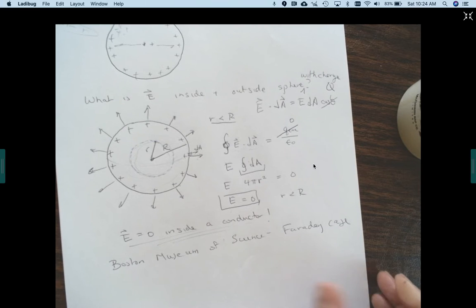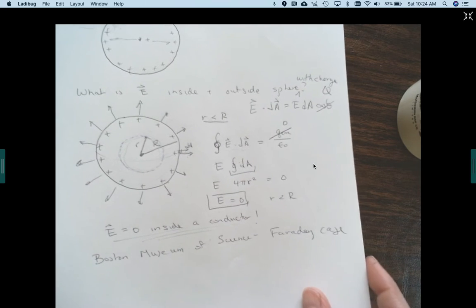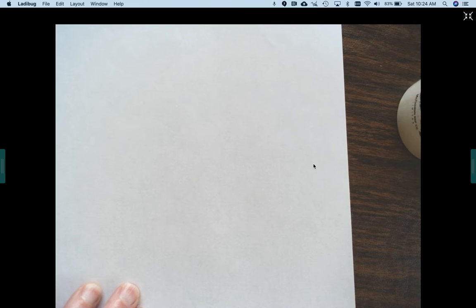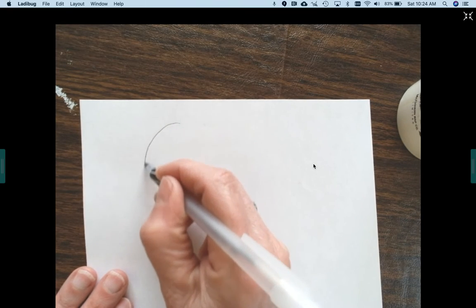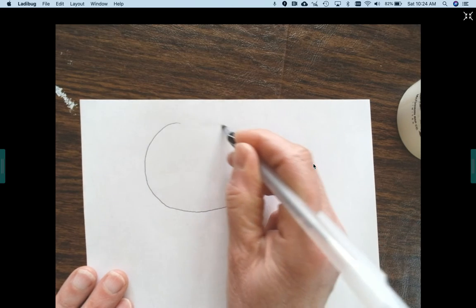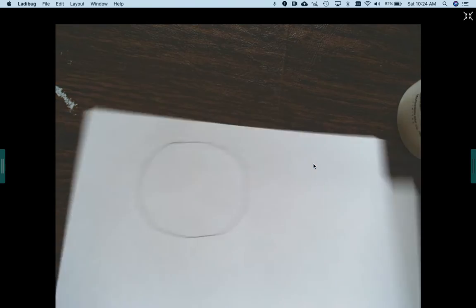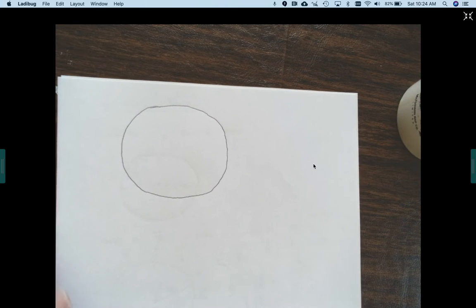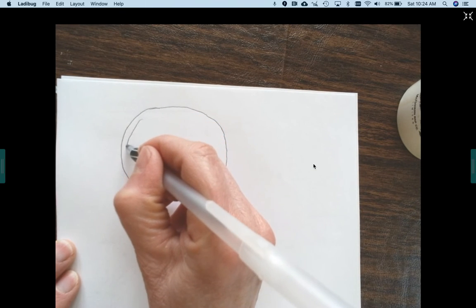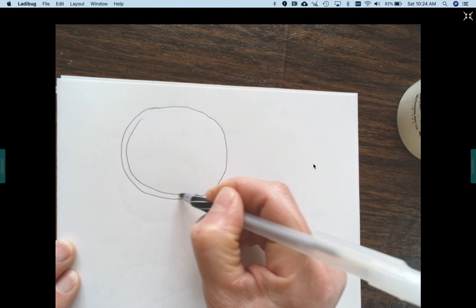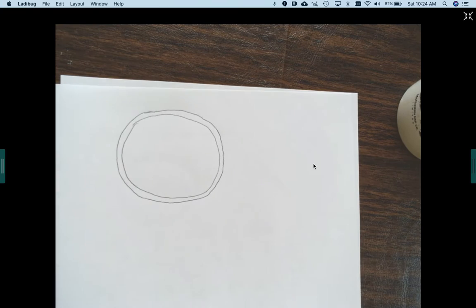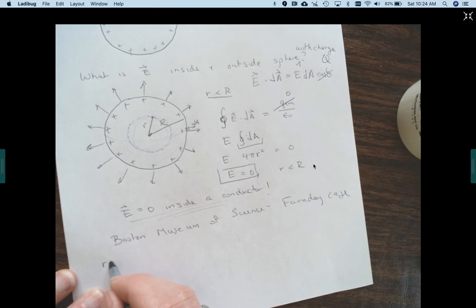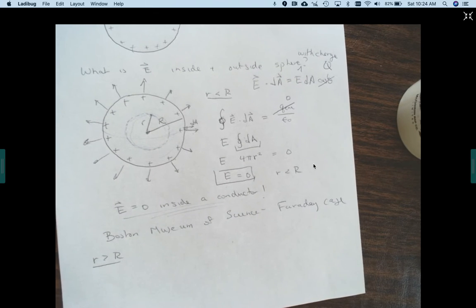Okay, so what if instead of the sphere we had a spherical shell? So let's draw that again. So here is our nice circle. Okay, and then let's say we have a thin shell. You guys, I forgot to finish the last one. Hold on. What if we were now at r greater than R? I forgot about that part.